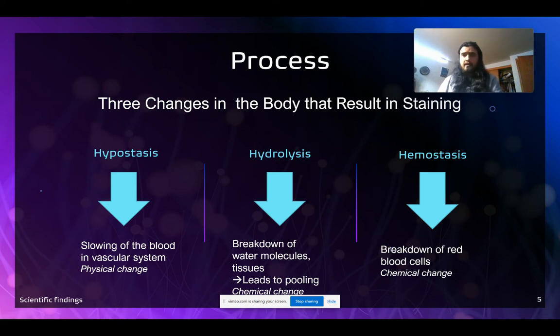The final, and arguably the most important, change that happens in the human body is hemolysis. Hemolysis is the breakdown of erythrocytes, or in other words, again, red blood cells. This is a chemical change, so again, something that is not reversible. This is the last change that takes place in the human body before that permanent postmortem staining starts to take place.